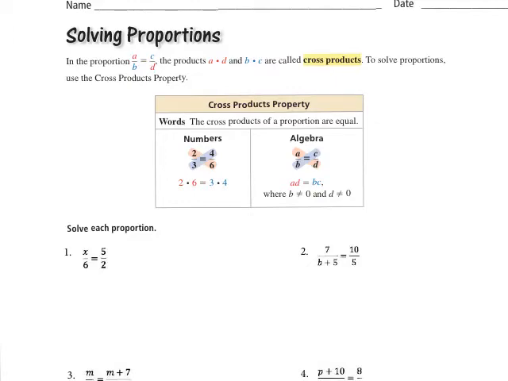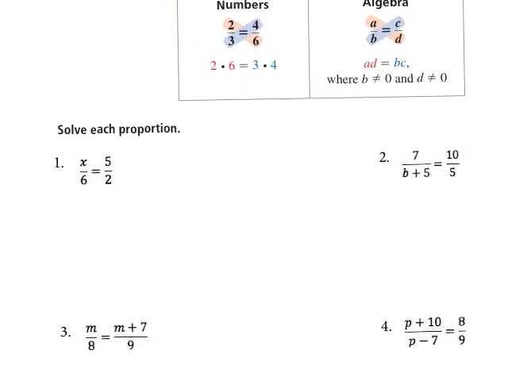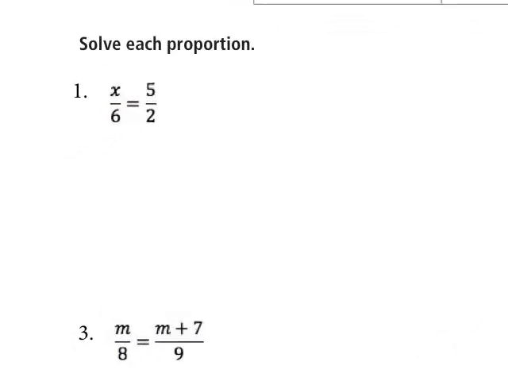So if I look at number 1, I'll just do number 1 and 2 together with you. I want to crisscross and cross multiply here. So I'm going to cross multiply x times 2. So what's x times 2? 2x. And I want to cross the other direction. So 5 times 6 is 30. There we go. Okay. So we got a 30 and a 2x.